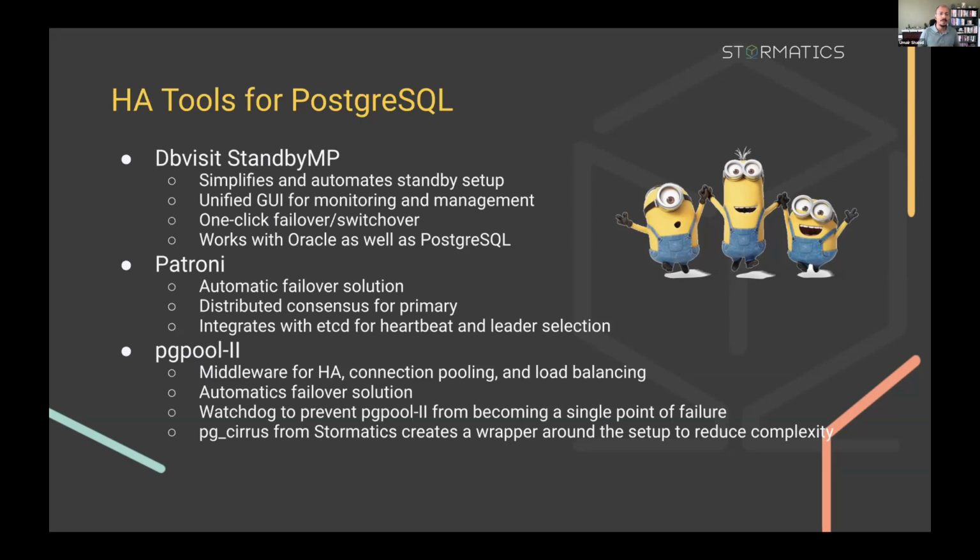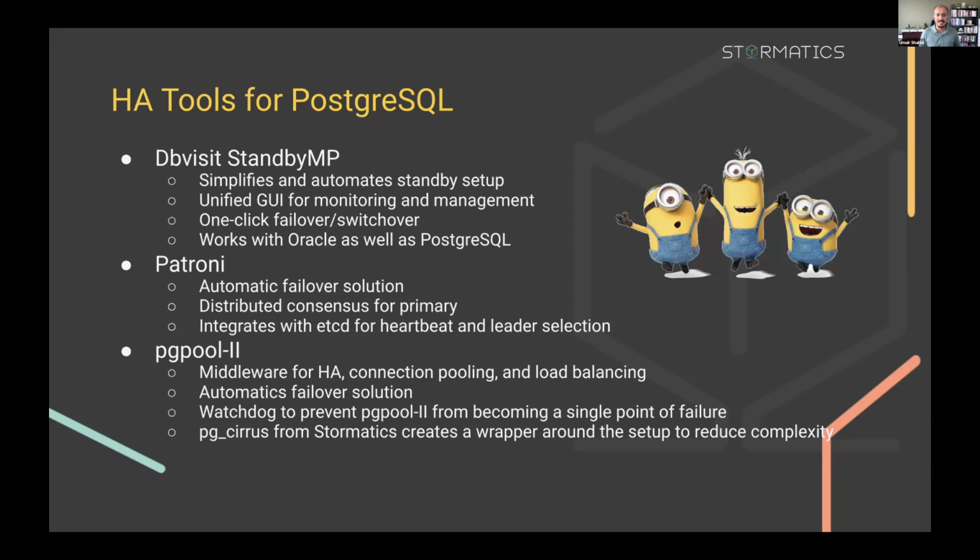Patroni is one of the more popular tools that are out there in the Postgres world. It implements the entire cluster as well as an auto-failover solution. So you can design your cluster with replication and auto-failover using Patroni. And how it does it is that it uses a consensus-based mechanism, which is why 3 nodes are required. You always need to have an odd number of nodes in order to have one clear winner. It does a distributed consensus, and it integrates with etcd for leader selection.